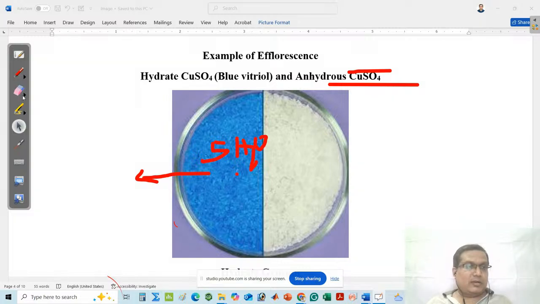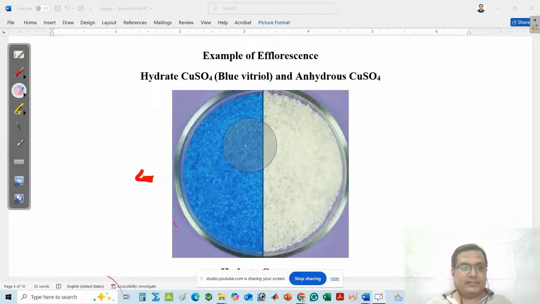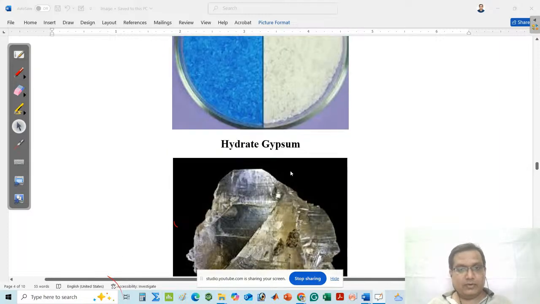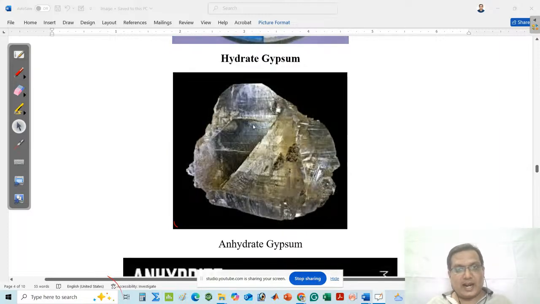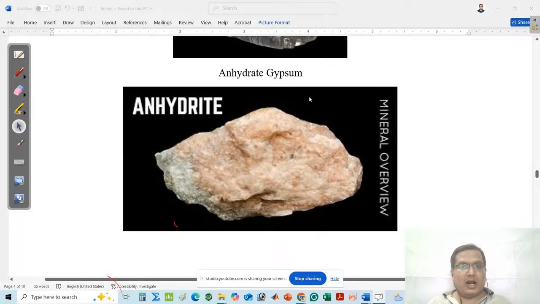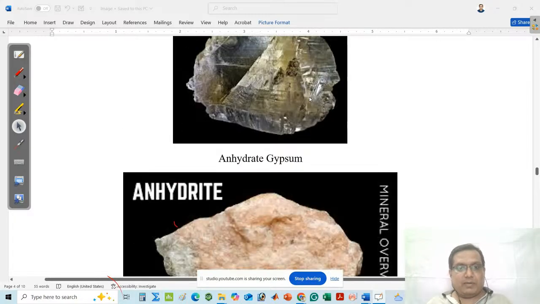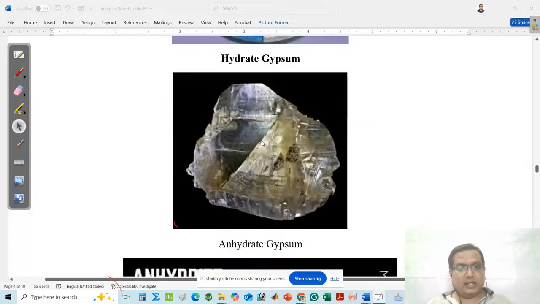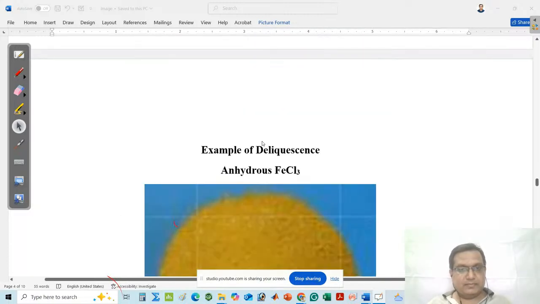Next, another special property is here. This is also an example of efflorescence. This is your hydrated gypsum. If you think about hydrated gypsum, after a few days it loses water molecules and is converted into powder form, and the color, look at that, will change. So these are examples of efflorescent substances.